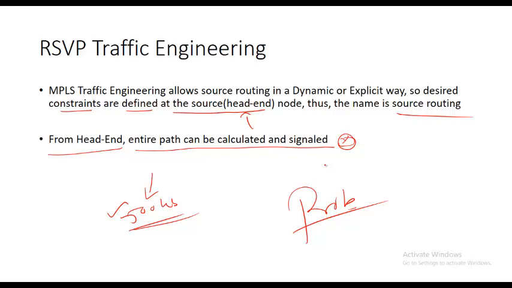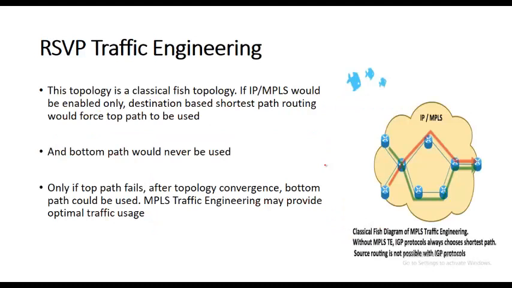Here is the picture which explains what we saw. You see the fish. The fishes are the normal packets. Usually the packets take the route which is there in the routing table, whatever the IGP protocol prefers as the best path based on metric, the shortest path. That is what is going to be used.